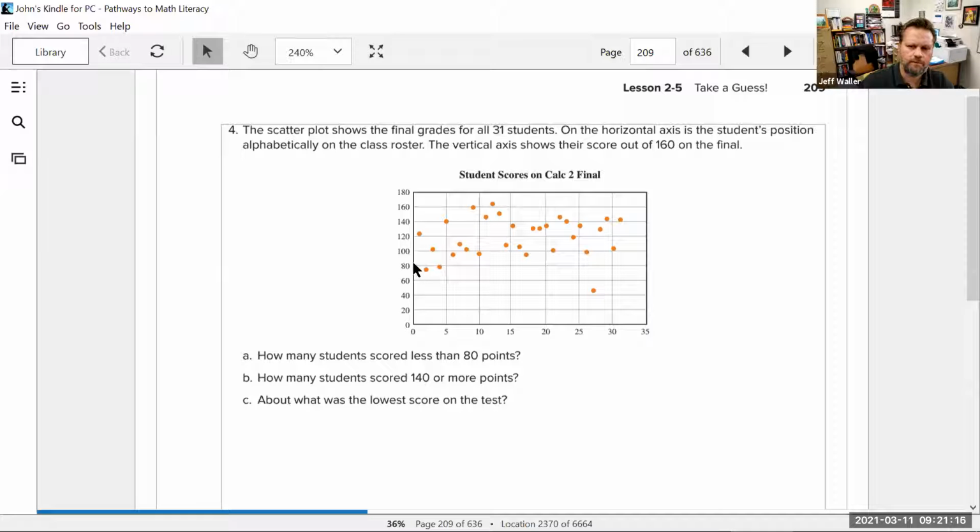Three. So here's the 80. It looks like there's 1, 2, 3. It doesn't look like that's right on the 80, so that's probably like a 79. Do you guys agree with me? So there's 3. If you said 2, I would sort of understand, but that's definitely below the 80 line. So there's 3 students that got less than an 80.